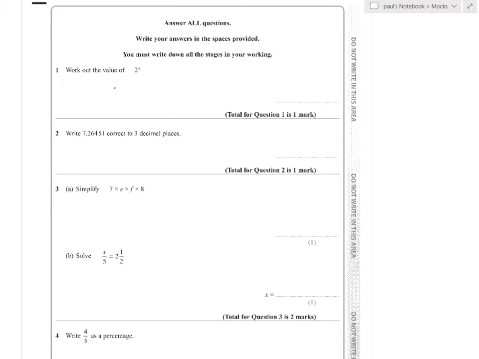2 to the power of 4 is 2 times 2 times 2 times 2, which is 4, 8, 16. So the answer is 16.